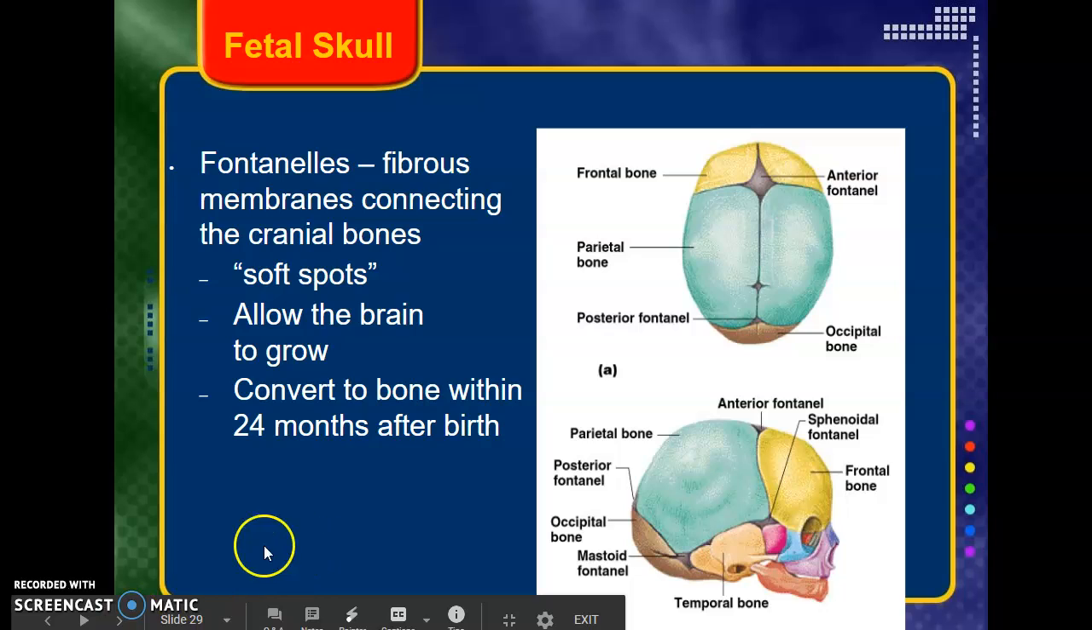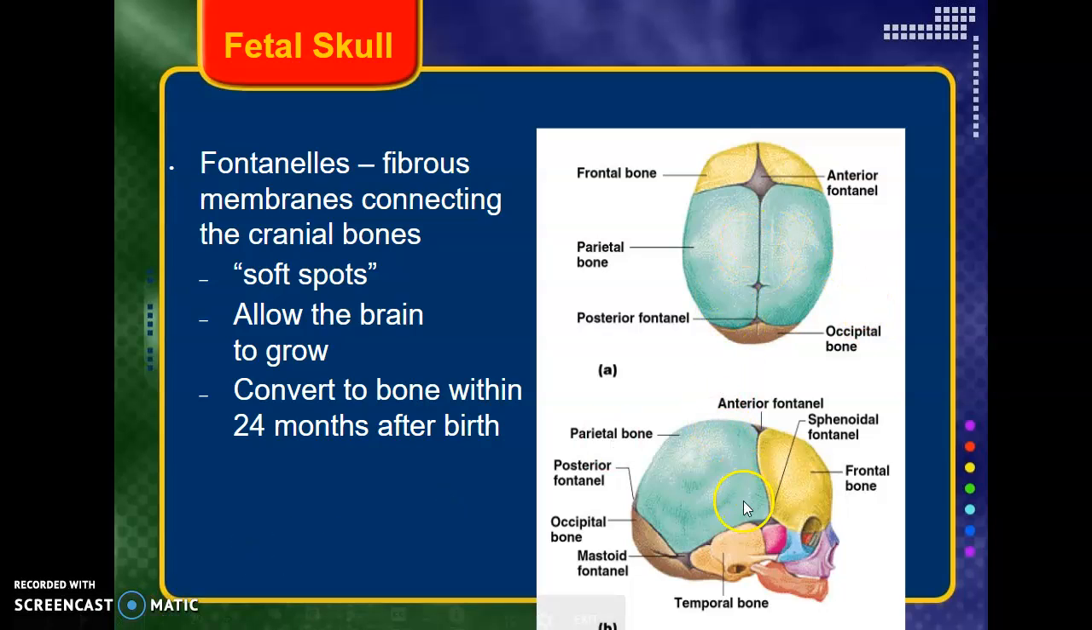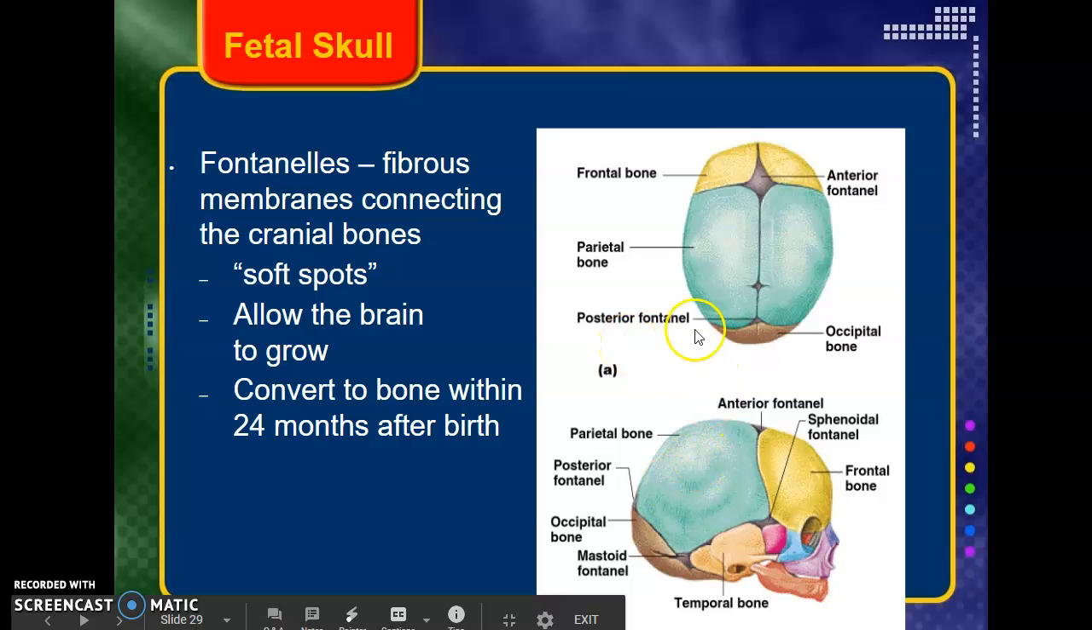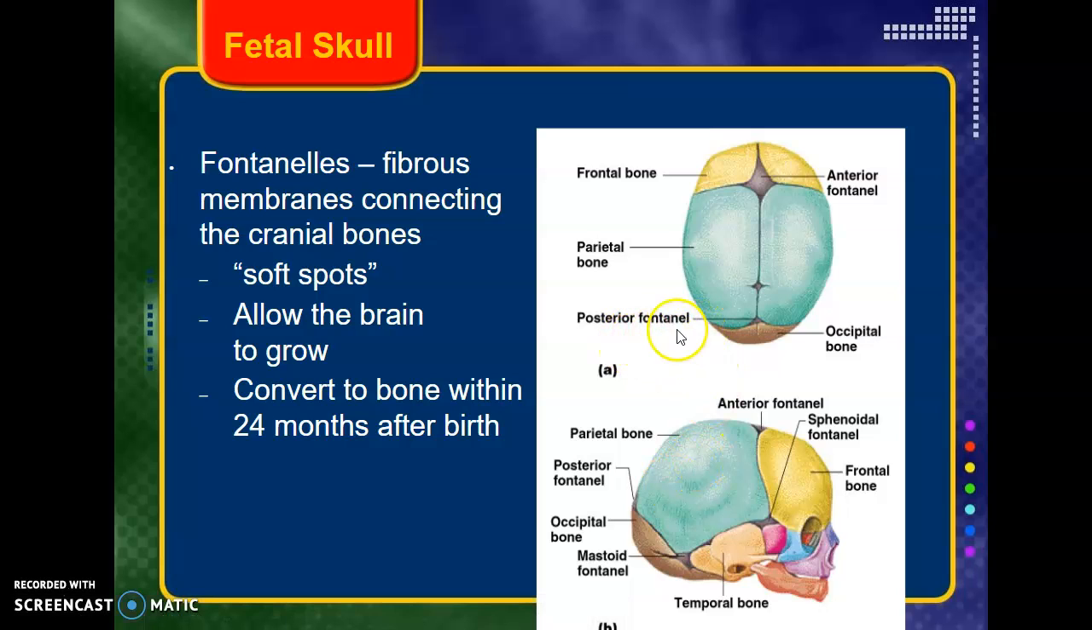Taking a look at a fetal skull, we're looking here from a superior view and from a lateral view. In a fetal skull, you have the same bones, but the bones are not all grown together yet, and you have areas called fontanelles, or soft spots. And there are fibrous cartilage membranes that connect the bones together. It allows the brain to grow and allows the skull, the cranium, to go around it, and they totally connect to bone within 24 months, 2 years after birth.